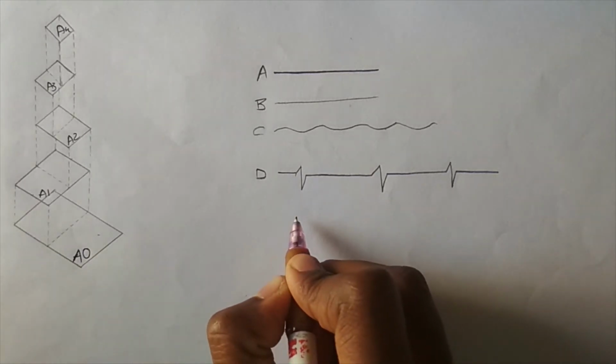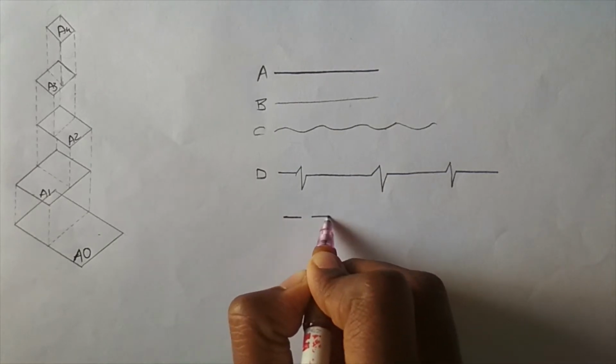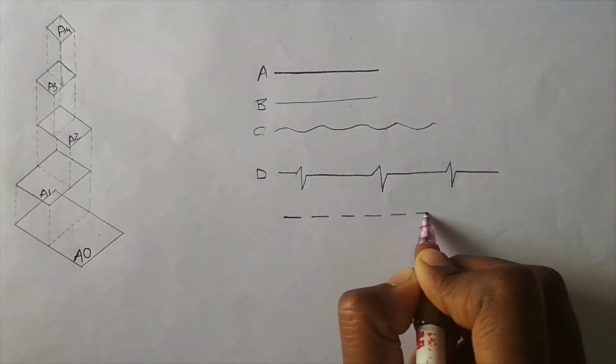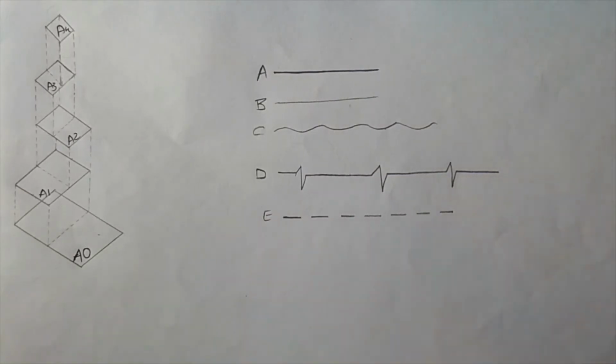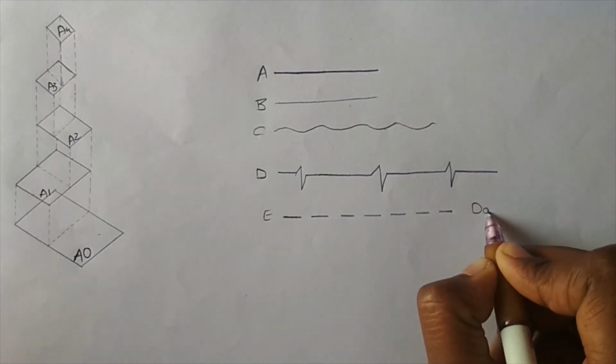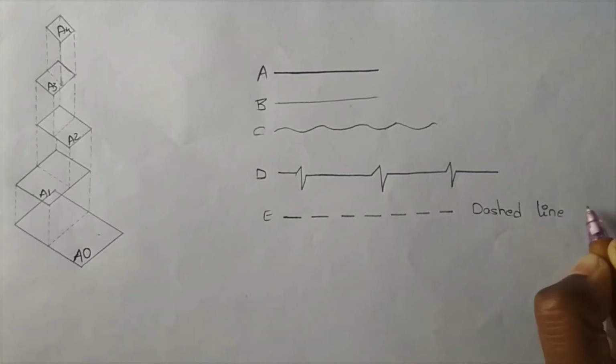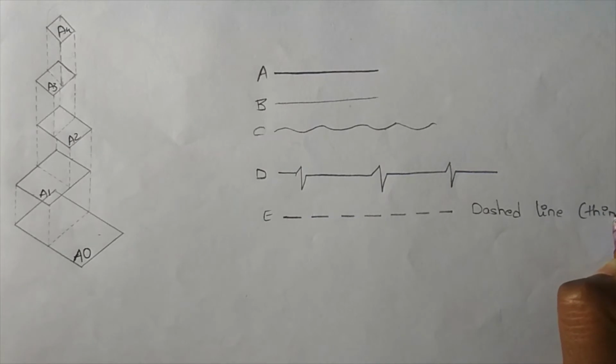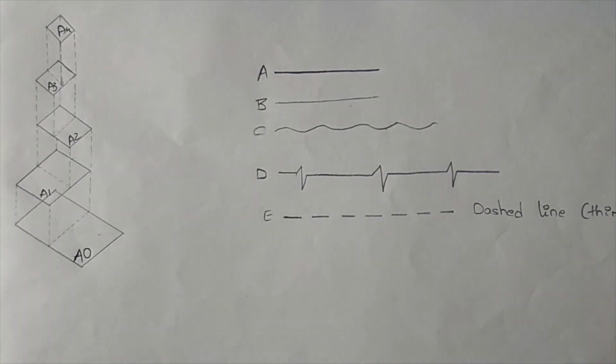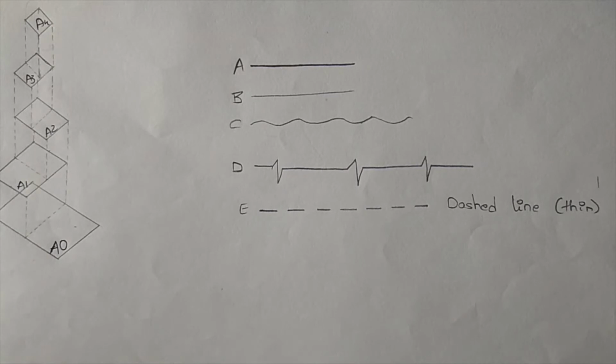So next, this is line type E, the thin dashed line. What does this represent in a drawing? This represents hidden outlines and edges. So this line is used to represent hidden outlines.